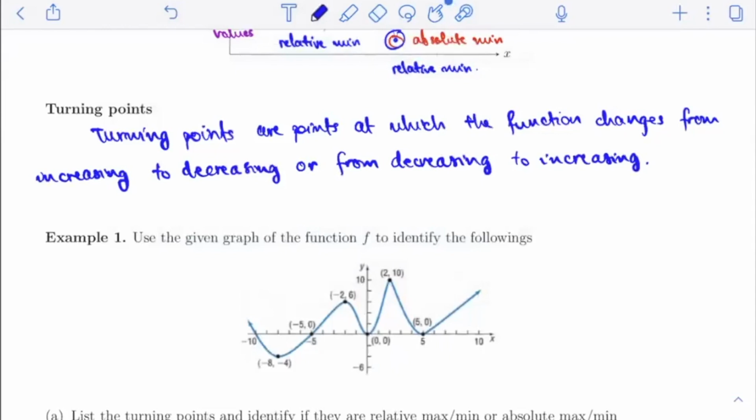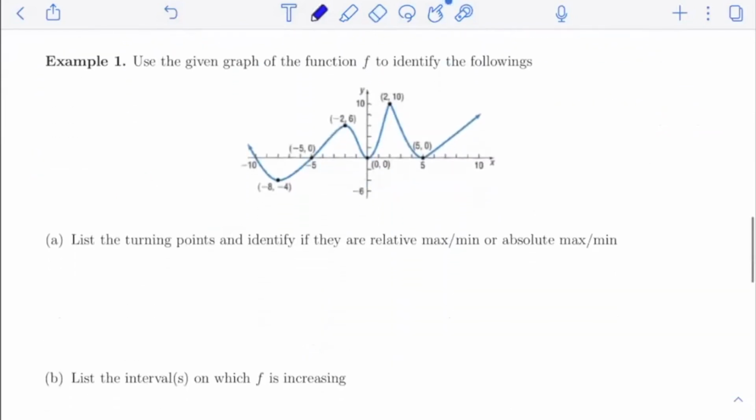For the next example, we can use the graph of the function to identify the interval of increasing, the interval of decreasing, as well as the turning points, and classify the turning points to see if each is a maximum or a minimum. Okay, so let's take a look at the graph here. The requirement here is to list turning points and identify if they are relative maximum, relative minimum, or absolute maximum or absolute minimum.